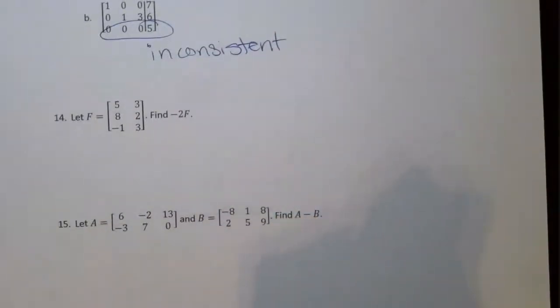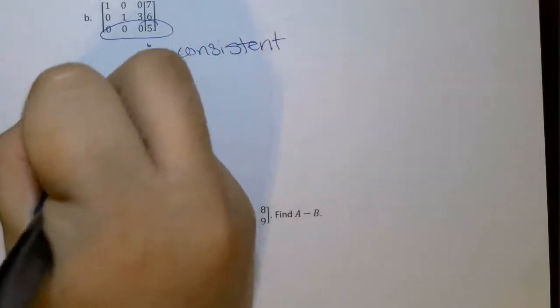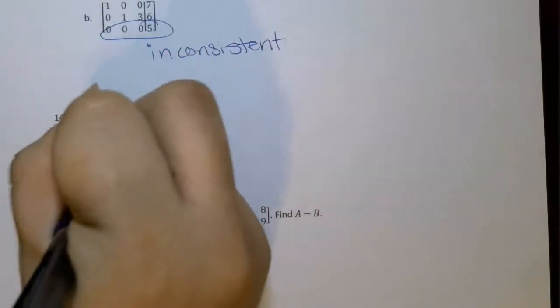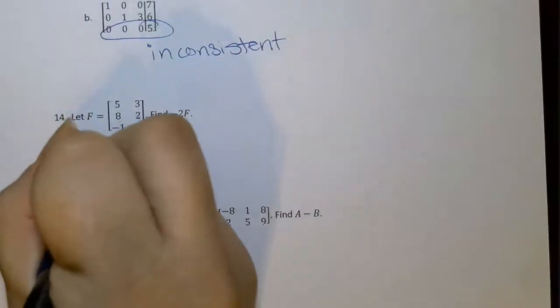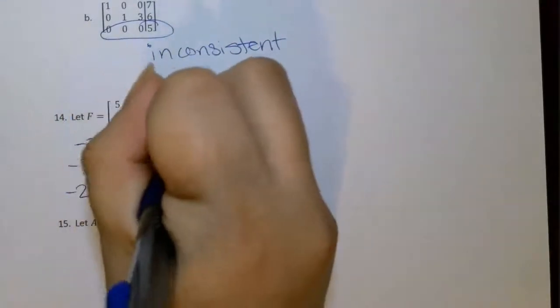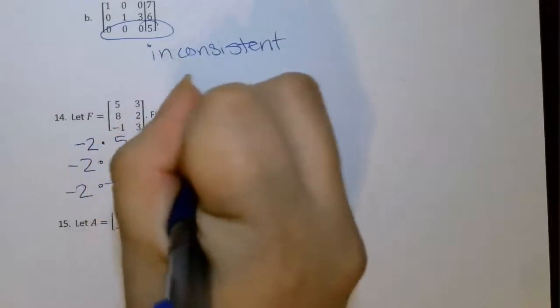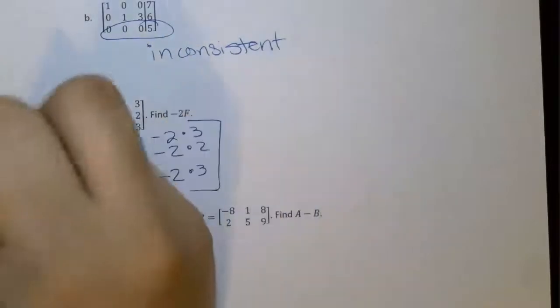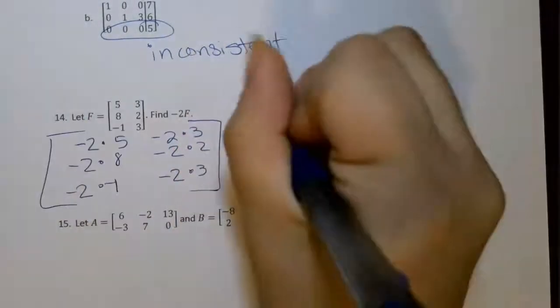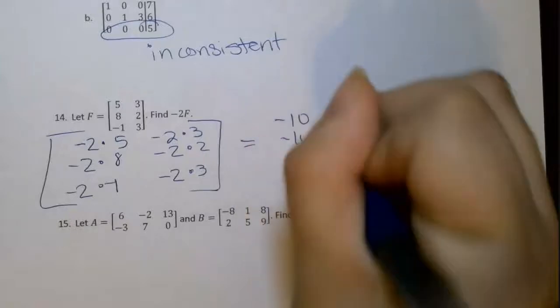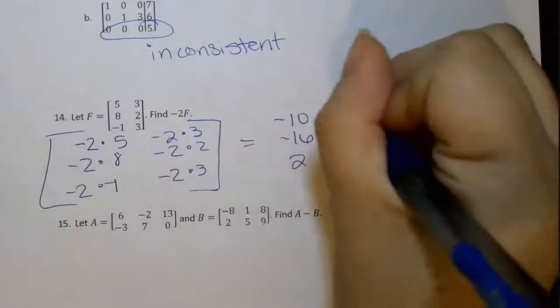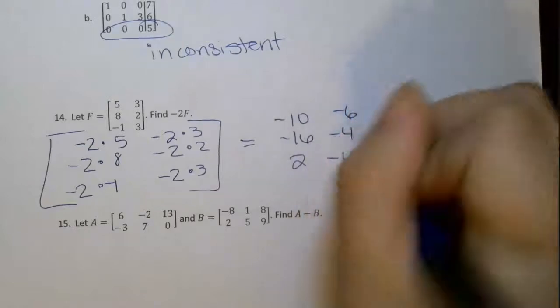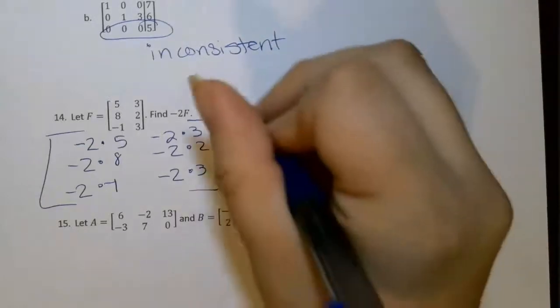For number 14, I'm doing scalar multiplication, so I want to multiply each term in the matrix by negative 2. So I have negative 2 times 5, negative 2 times 8, negative 2 times negative 1, negative 2 times 3, negative 2 times 2, negative 2 times 3. And then I just want to go ahead and simplify. I have negative 10, negative 16, positive 2, negative 6, negative 4, negative 6. And that one is done.